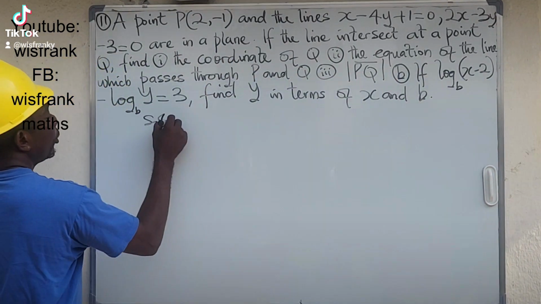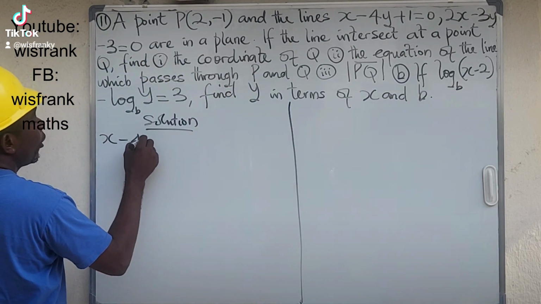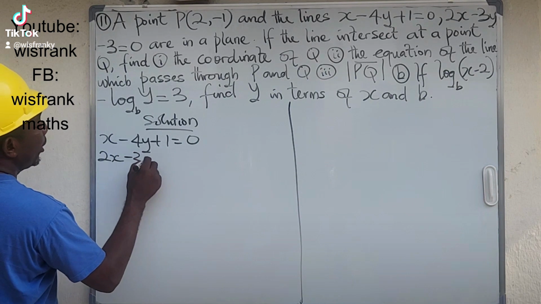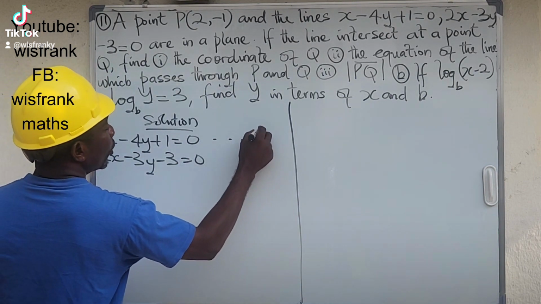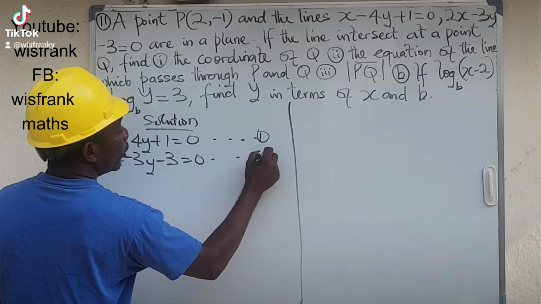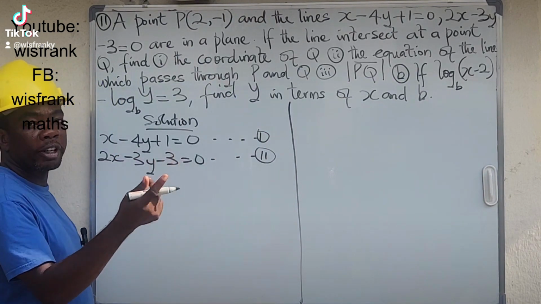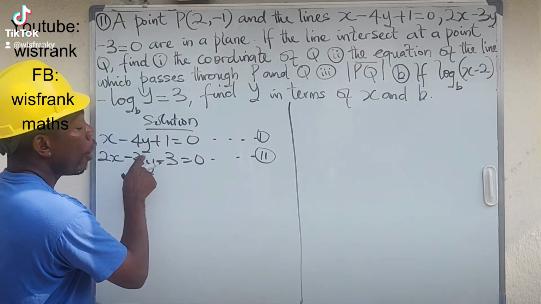So we have the solution. We divide our board into 2. We are given x - 4y + 1 = 0, and 2x - 3y - 3 = 0. We call the first equation 1 and the second equation 2. From equation 1, we are going to make x the subject of the expression and substitute into equation 2 to find the value of y.